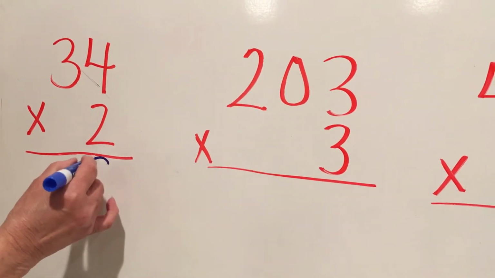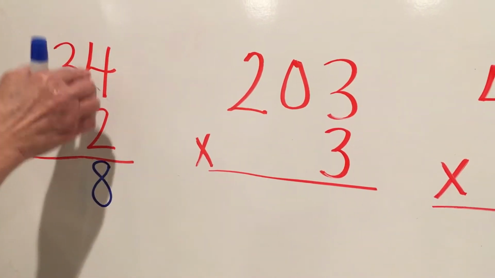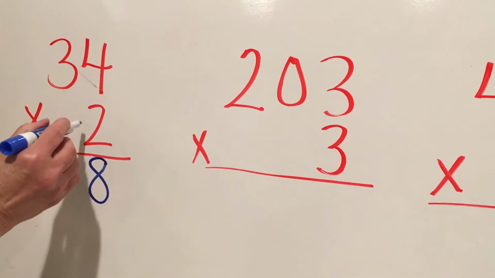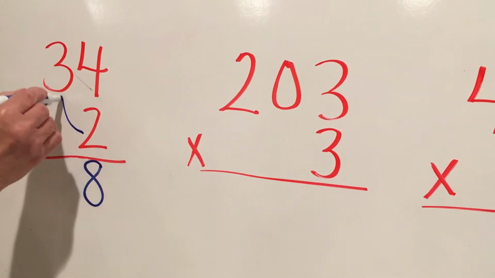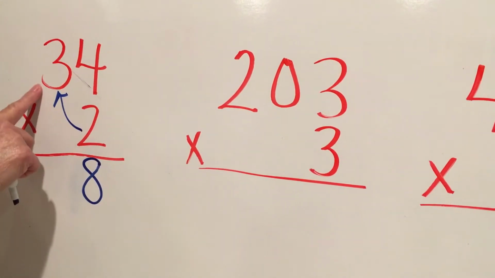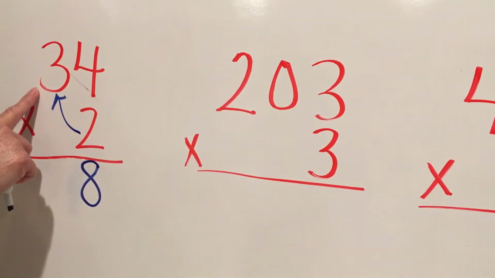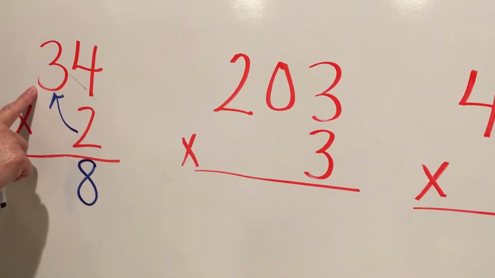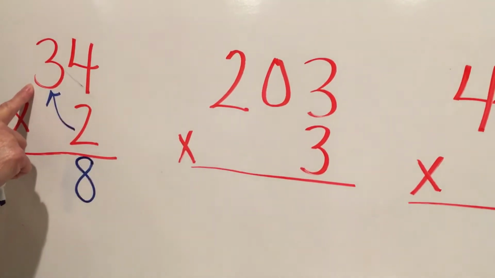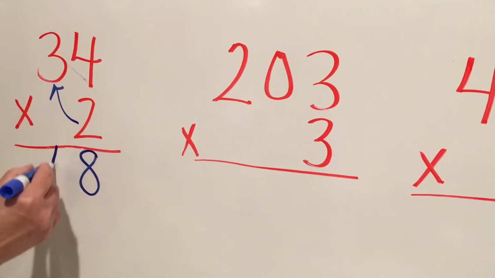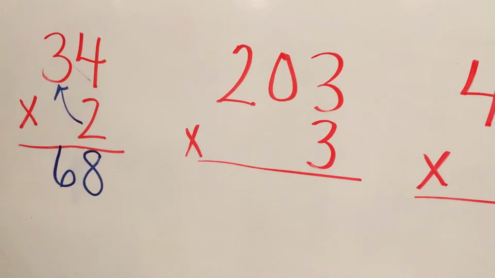And I'm going to put my 8 right underneath of the 4 to make a nice straight column. Now the 4 is finished. I'm going to take my 2 and I'm going to multiply the other number, which happens to be a 3. 2 times 3. That means 3 plus 3. The 3 is written 2 times. 3 plus 3 is 6. The answer is 6, and I'm going to put that 6 directly underneath the 3. And my answer is 68.